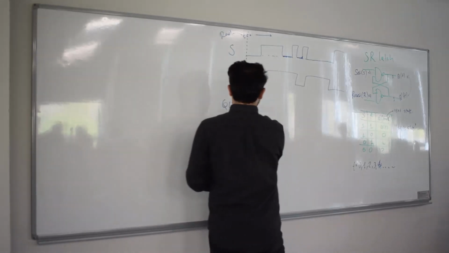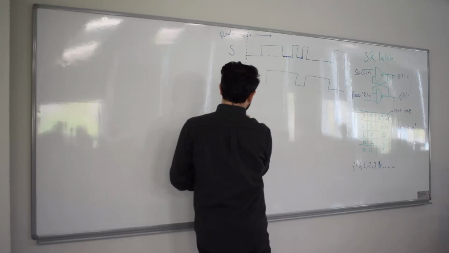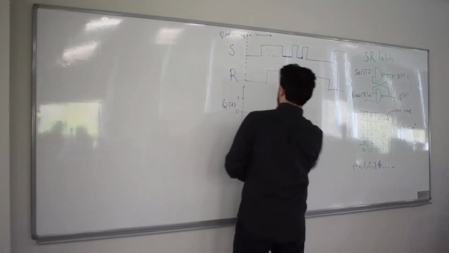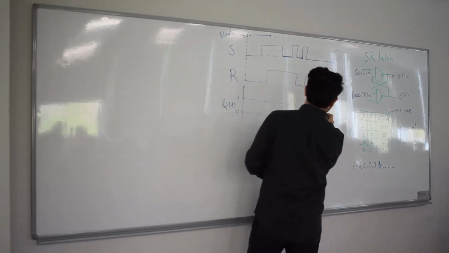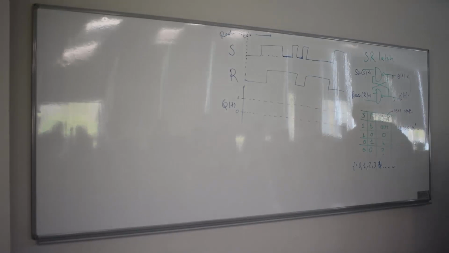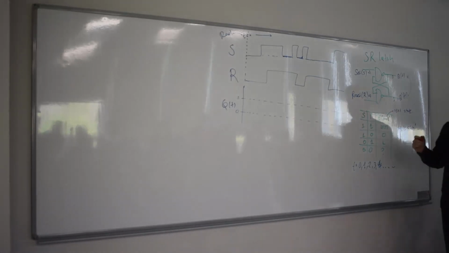So we're going to draw Q(t). This is 1, this is 0. Let me draw these as well, and I'll show you how this thing goes. All right, now, you're supposed to draw the Q(t), right? Now, how should we start?